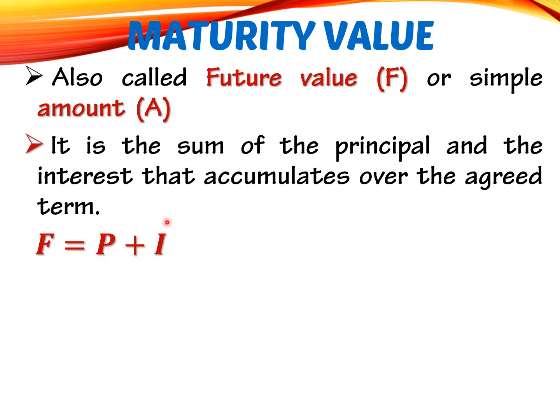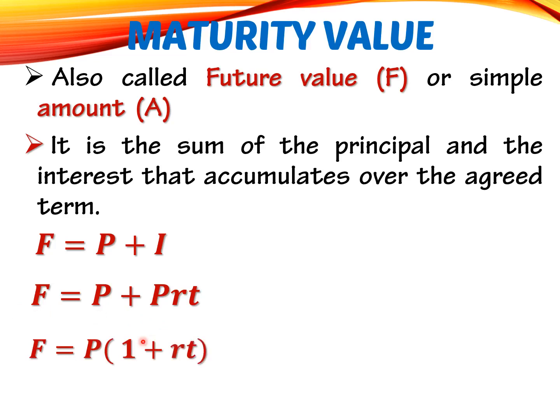Okay? Since the formula for the interest is PRT, principal times rate times time, we can also use this formula depending on the given. Okay? And using algebra, we can factor out P here. So we will have another formula, which is F or future value is equal to P times the quantity 1 plus rate times time. Okay, depending on the given, you can use any of the three formulas to find the future value.